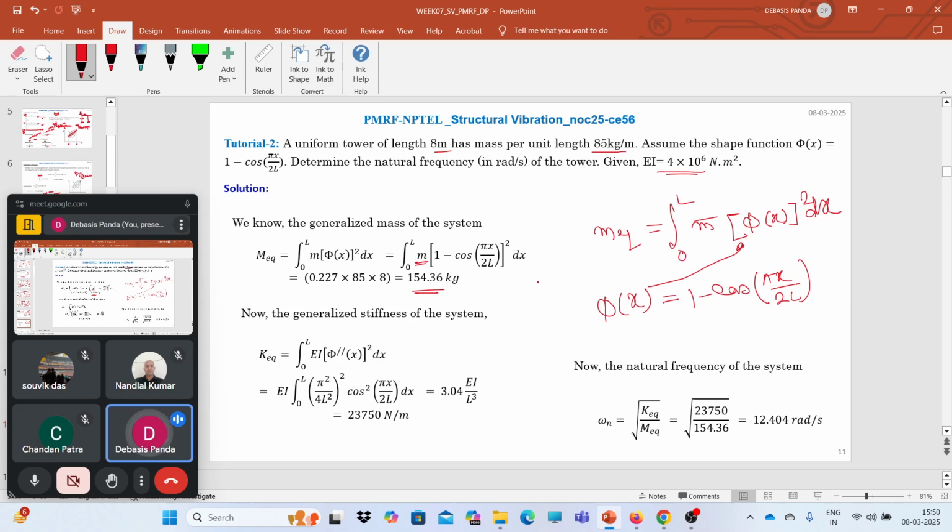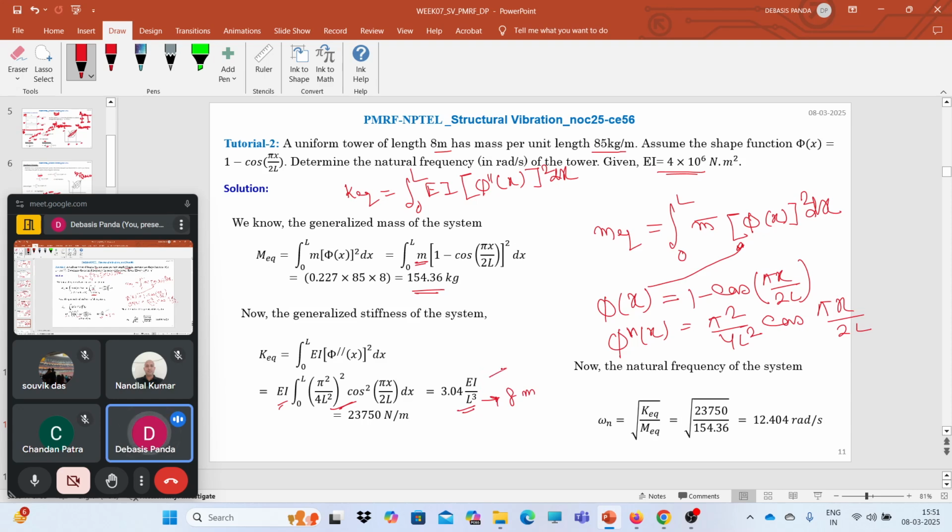Now, what do we need to find out? We need to find the generalized, or equivalent, stiffness. K equivalent is the integral from 0 to L of EI times the double derivative of the shape function squared, dx. If we take the double derivative of this shape function, cos becomes sine and again becomes cos, so we are left with pi square by 4L square cos(pi x by 2L). Now put these values in the squared term. EI will be outside the bracket, and if you solve the integral, you get the value. EI is provided as 4 into 10 to the power 6 Newton meter square, and L is 8 meter. So the K equivalent comes as 23750 Newton per meter.